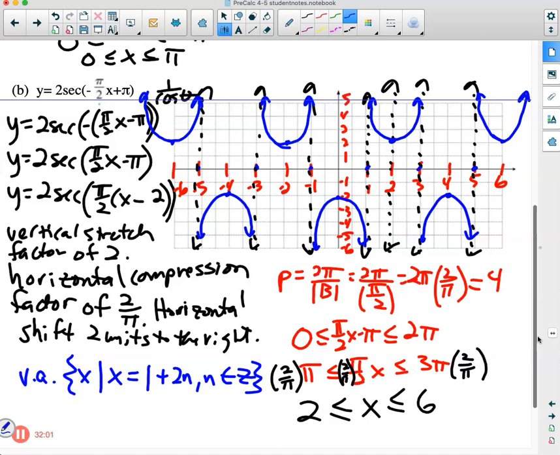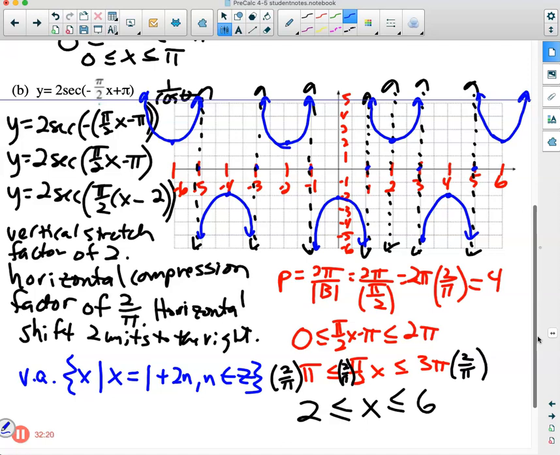So 1 plus 2 times 1 would be 3. 1 plus 2 times 2 would be 5. And if we go backwards and put in a -1 in there, 1 plus 2 times -1 is going to be -1. We get our -1. All of those pieces in there.